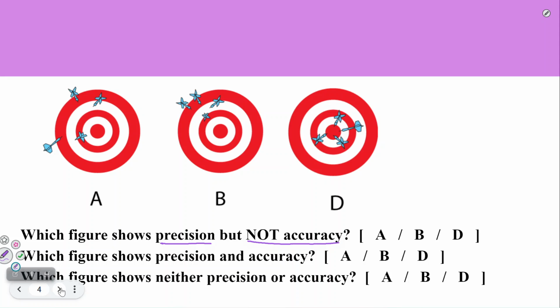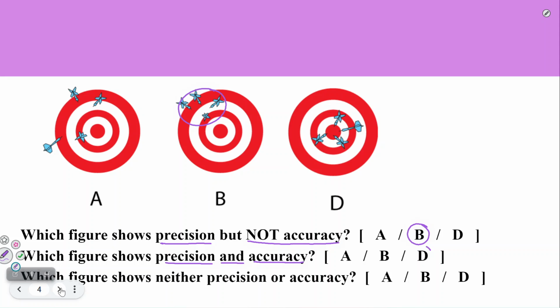If you're thinking about a bullseye, the accepted value would be hitting the middle of that target. Precision then would be reflected in letter B. These are precise because they're pretty close to each other, but they are not in the middle of that bullseye where they would then be accurate. So that is precise but not accurate. Which figure shows precision and accuracy? We're looking for close together and close to the bullseye in the middle. So which one would we say?